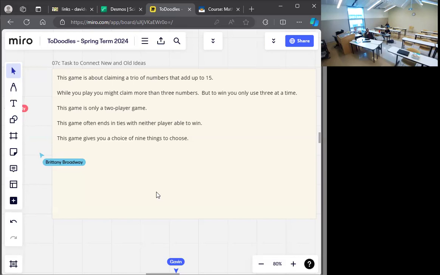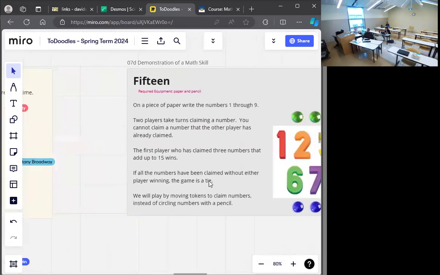Is there another poison game? It's not like poison at all. It often ends in ties. And you have a choice of 9 things to choose. So here's the game.